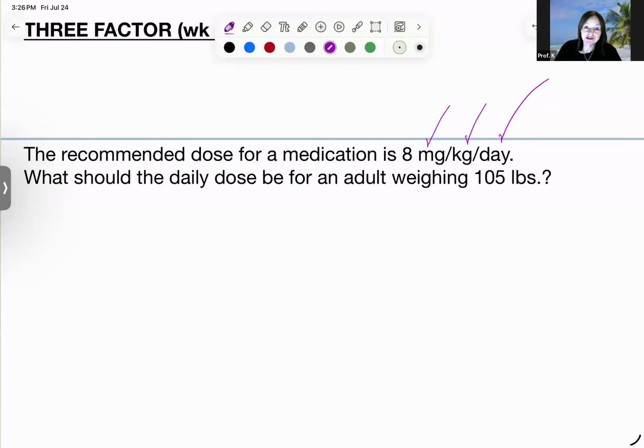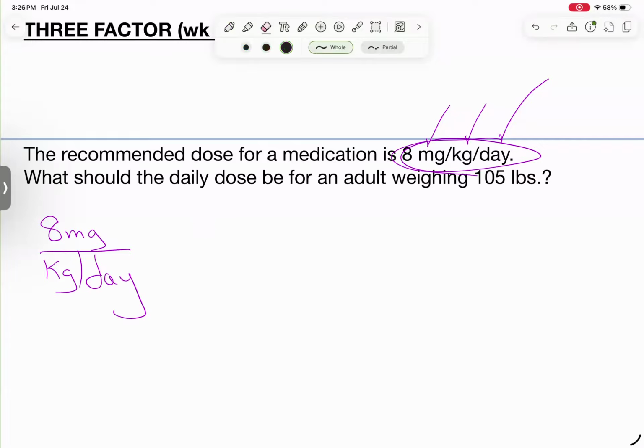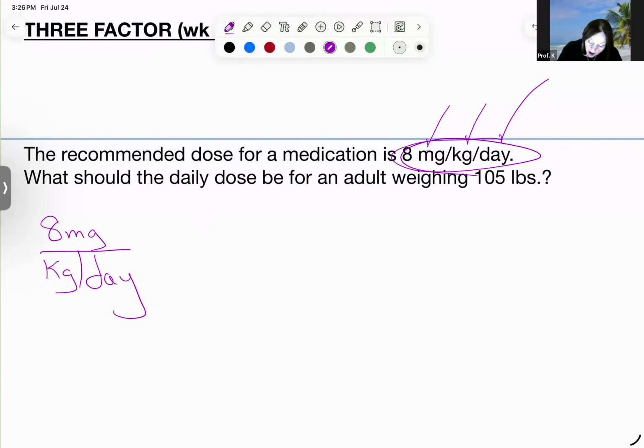How do I start a 3-factor? 1 milligram per 8 kilograms a day. Milligrams per kilogram per day. That's how you're going to write it. Just like it's written here, you're going to write it just like that in the numerator and denominator. Because remember, the 2-factor was 8 milligrams over kilograms. What was the baby dose before? So this one we added time. Okay, so now I've used that. But what is the question asking me?